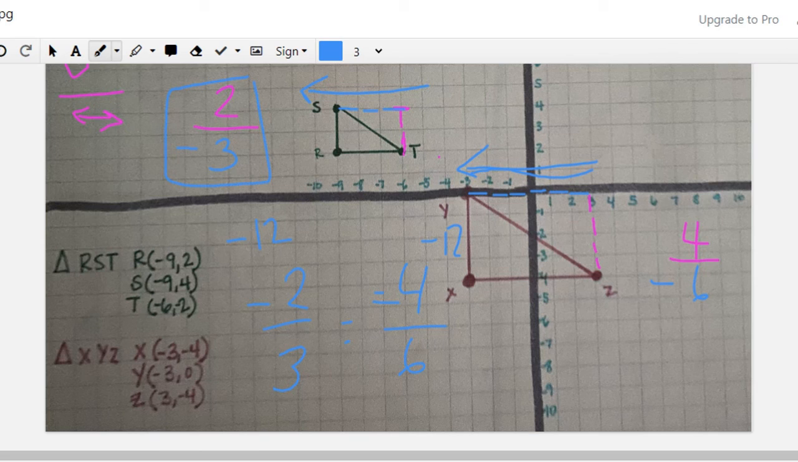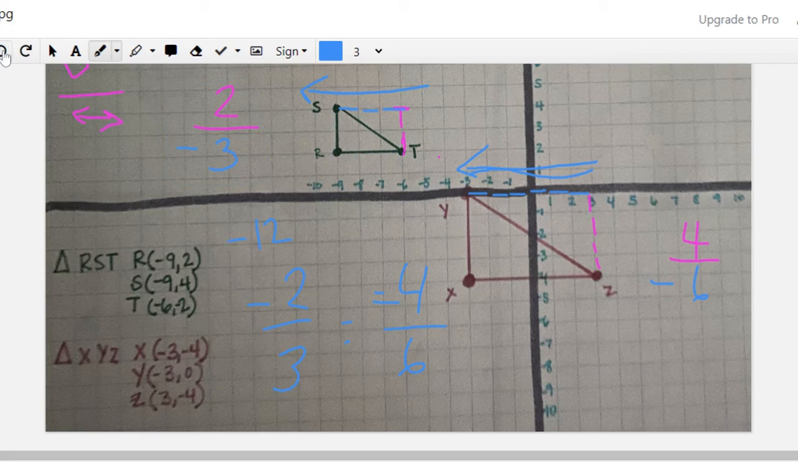Now you could actually go down 2 and then to the right 3. That would work too, because you could go 1, 2, and then 1, 2, 3, and you're still going from point to point. I'm going to show y'all something else real quick.